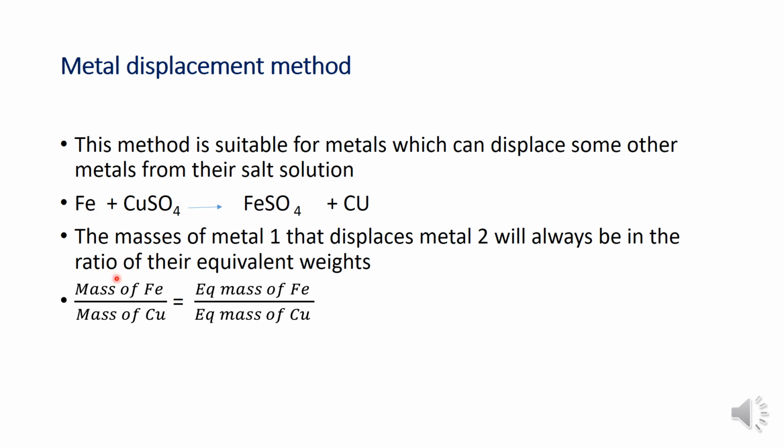So here the mass of iron will be given to you. The mass of copper may also be given to you. Any one will be missing from this. The equivalent mass of one element will be given, and you have to find the equivalent mass of the other one. So this is about the metal displacement method.